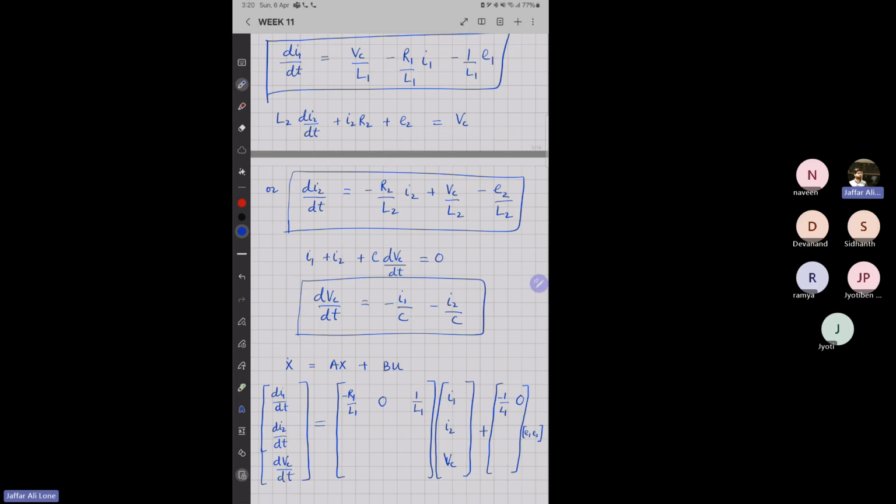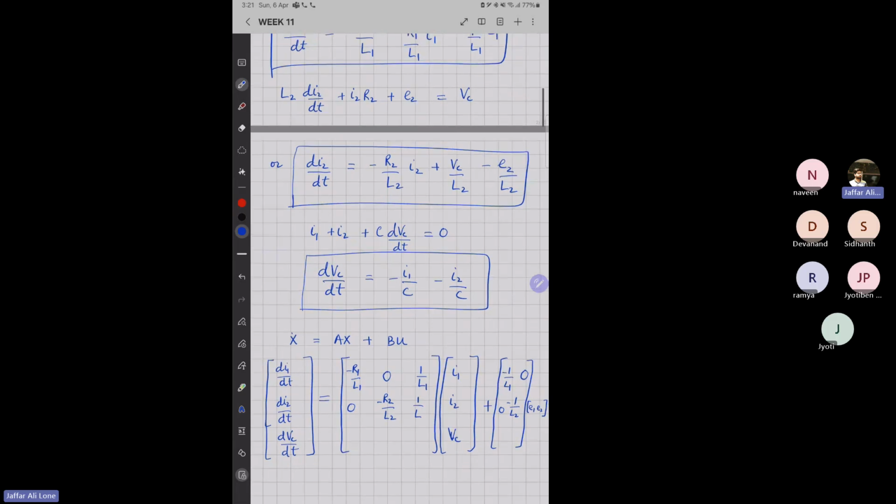We have no term for I1, so we write 0, right? And then we have minus R2 over L2. This is for I2, and 1 over L for VC. And similarly, there is no term for E1, but there is a term for E2 that is minus 1 over L2. Similarly, if we write VC, there is 1 by C for I1, minus 1 by C for I2, no term for VC, and no term for E1 and no term for E2.